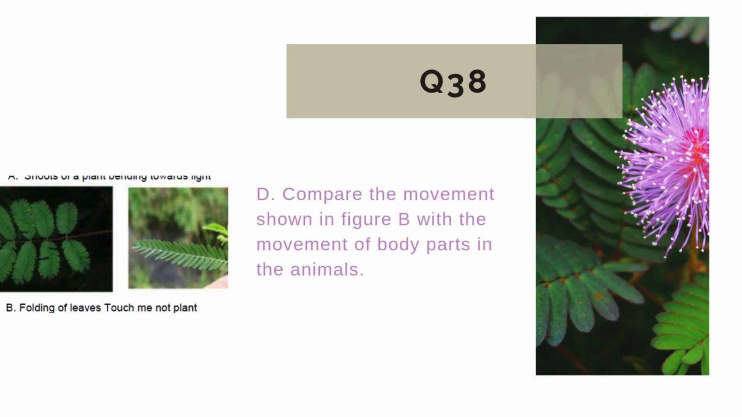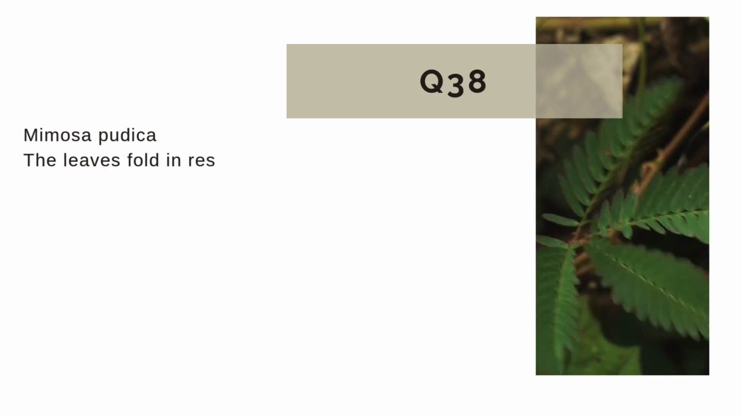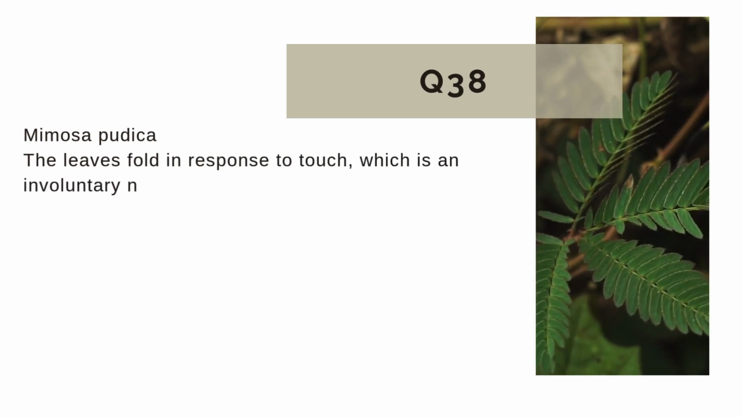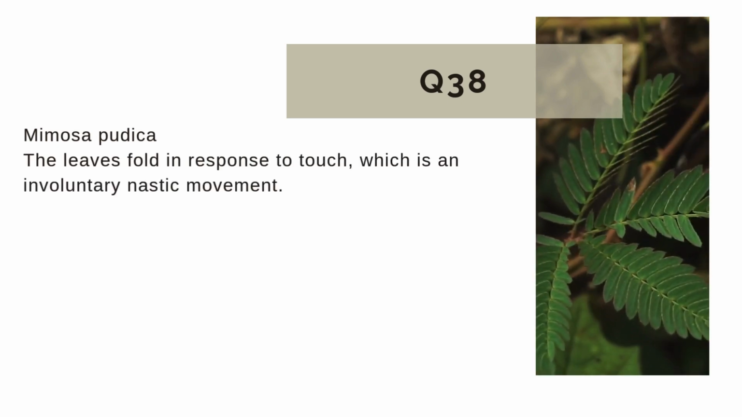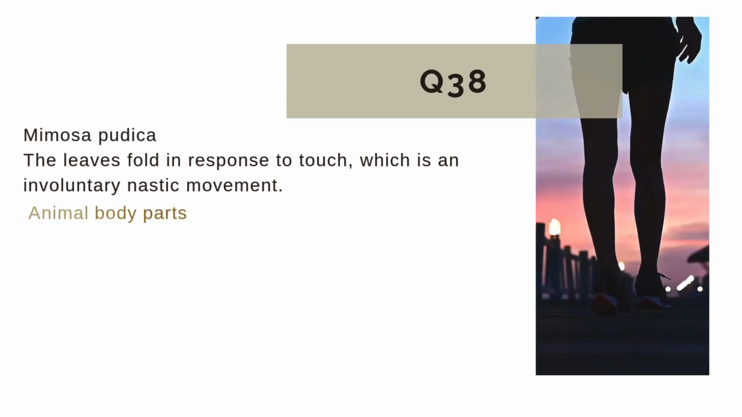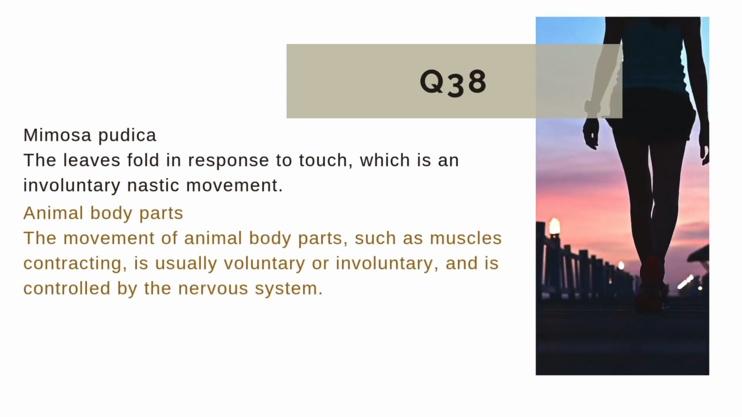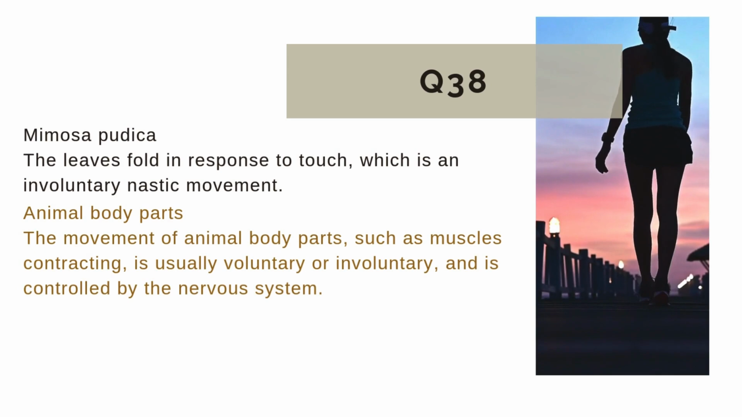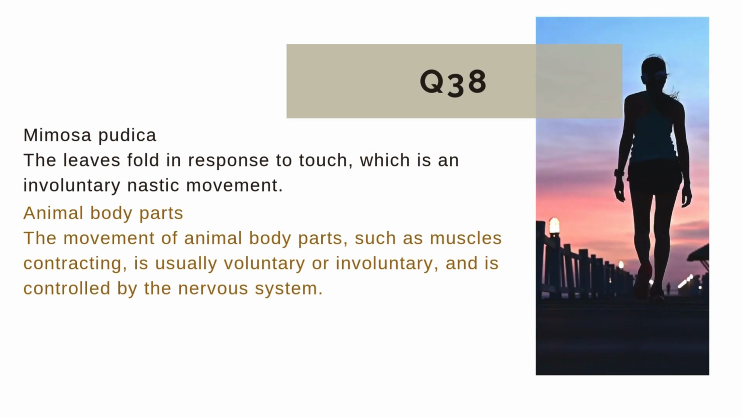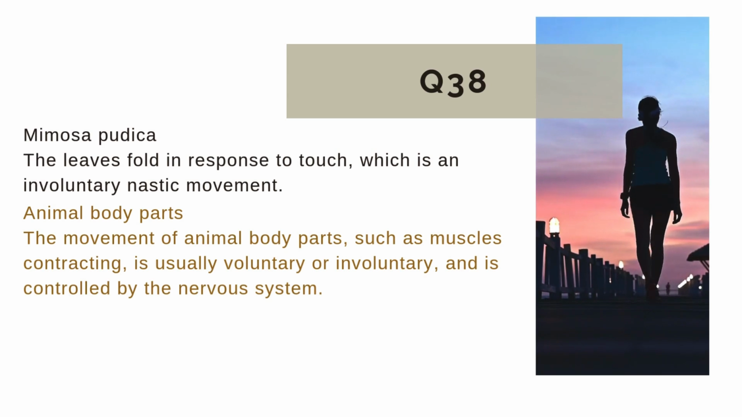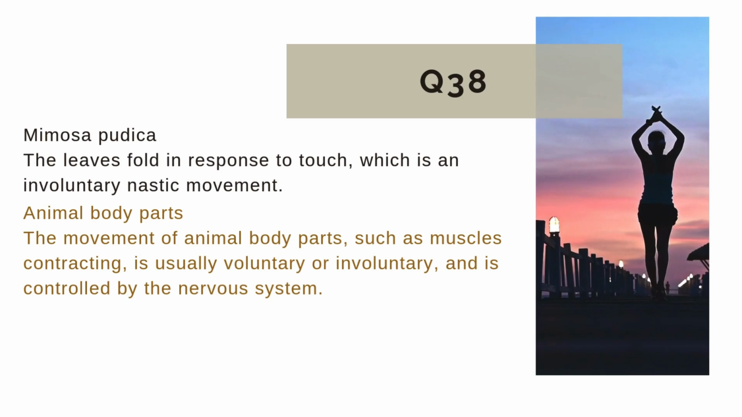Now compare the movement shown in figure B with the movement of body parts in animals. This is interesting. See, the leaves fold in response to touch, which is an involuntary nastic movement. Whereas the movement of animal body parts like muscles contracting is usually voluntary or involuntary and is controlled by the nervous system. Now let's see the difference in mechanisms of both.